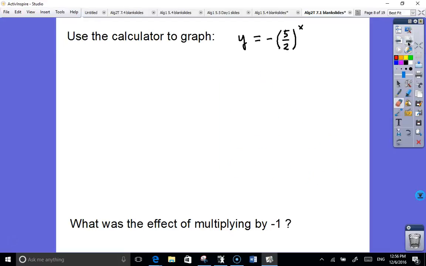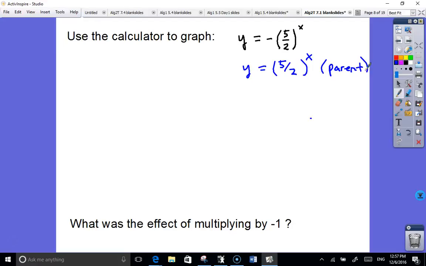So let's try another one. Y equals negative 5/2 to the x. What is going to be the parent function? Five halves to the x. Remember, the base is part of the parent function. So we're comparing y equals 5/2 to the x, that's the parent, to y equals negative 5/2 to the x. What do you think is going to happen when you put a negative in front of it? It's going to flip it, right? It ought to flip it.